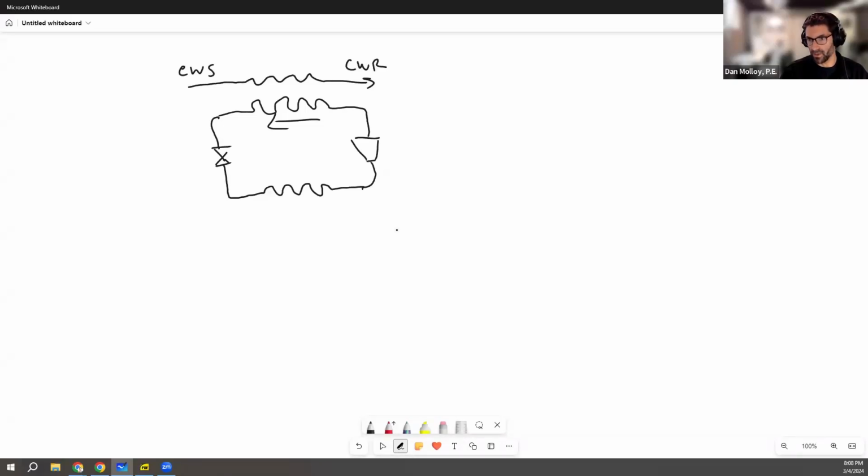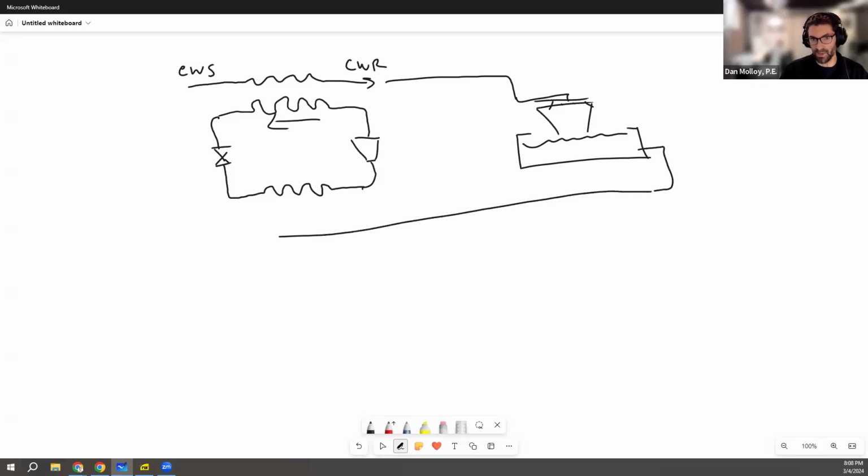So we got to draw the cooling tower. Condenser water return goes to the cooling tower, and that's going to get cooled off. So that comes into the header, down the fill, drips down, cools off, and that becomes condenser water supply. Somewhere there needs to be a pump in there, but forgive me for skipping the pump. So this is condenser water supply, condenser water return.